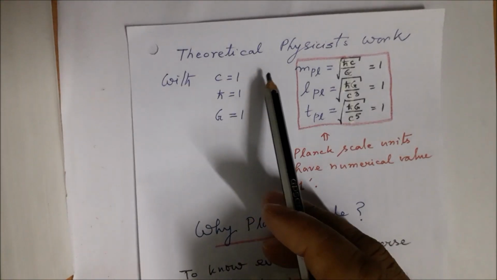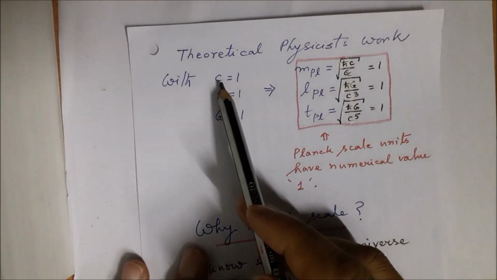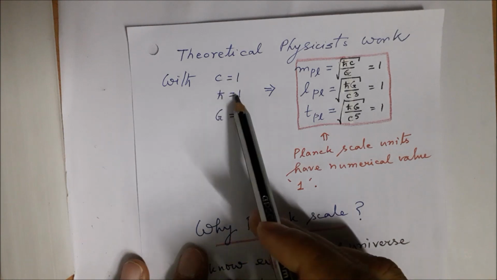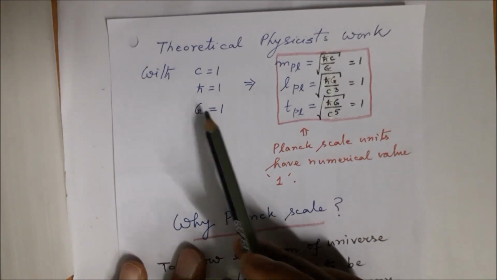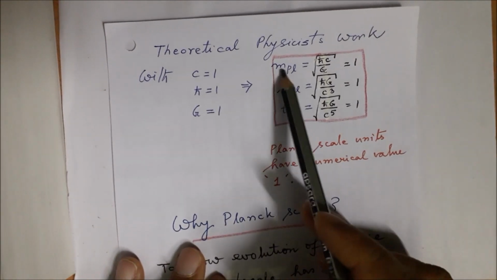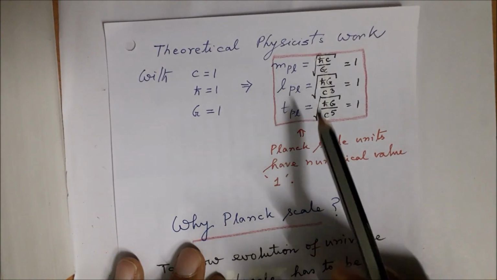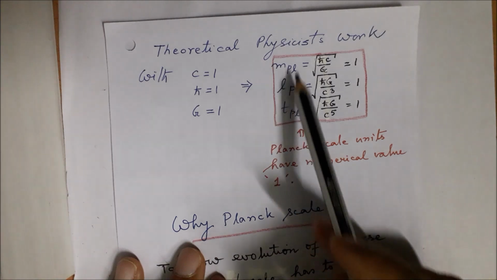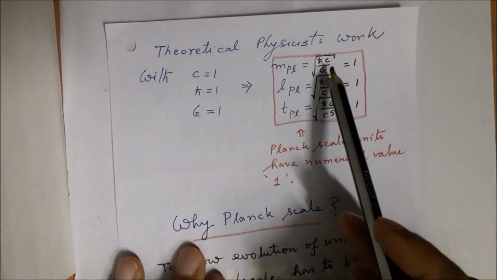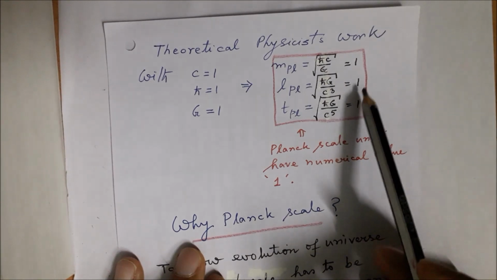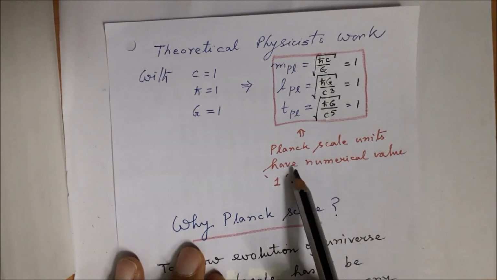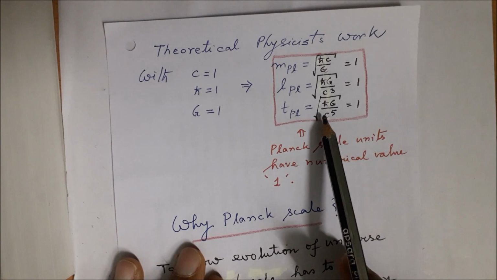The theoretical physicists work with c equal to 1, h cross equal to 1 and G equal to 1, which means Planck mass, Planck length and Planck time, all of which are expressed in terms of h cross, c and G, are unity. So Planck scale units have numerical value 1.